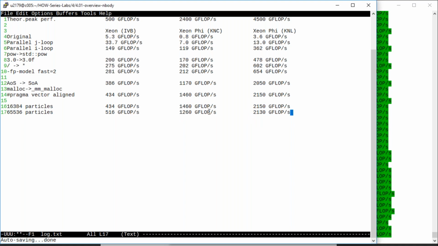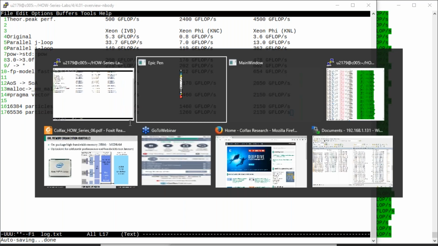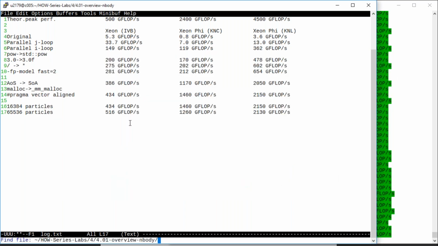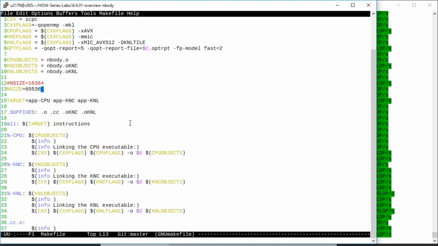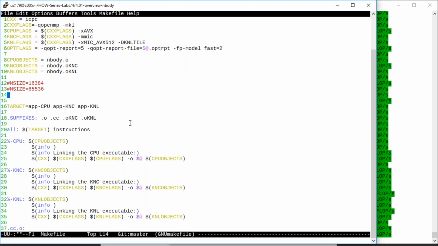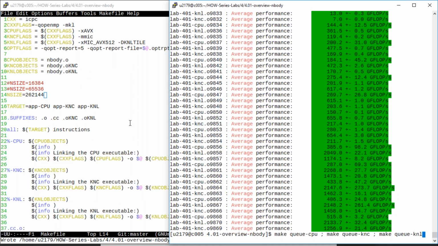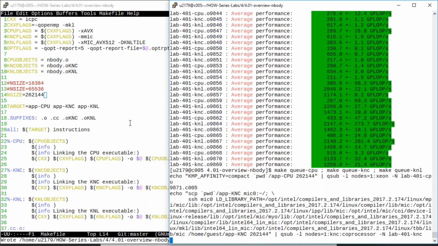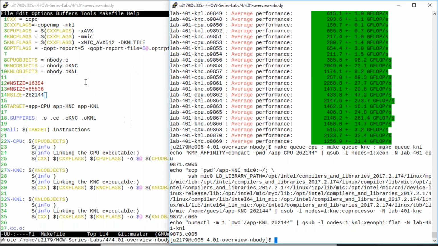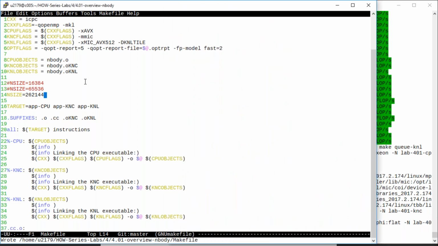To get a better feel for what's happening, let's increase the problem size even more. So in the make file, I will quadruple the number of particles again. And rerun. Okay.